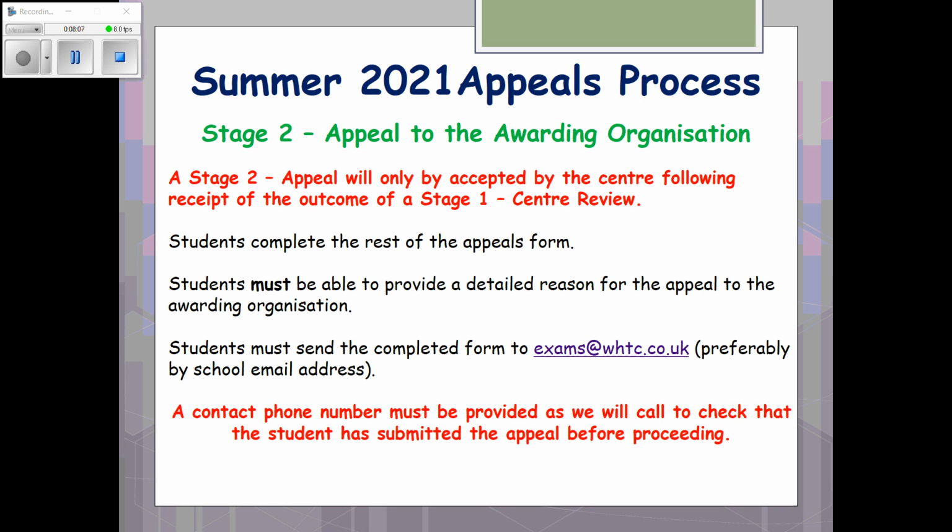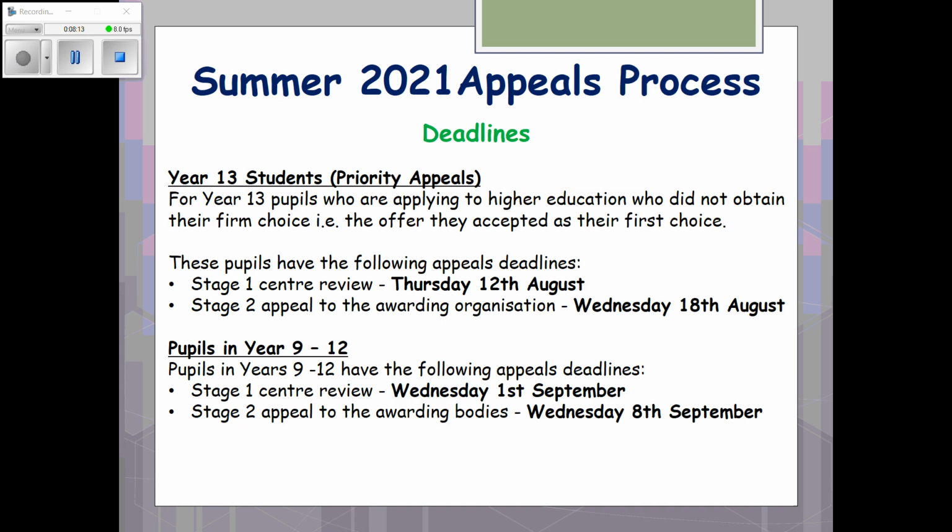So, the deadlines for these 2 stages of the appeals. For Year 13s, they are considered as priority appeals. These are individuals who may have been applying for a higher education course but did not obtain their firm choice, so the offer they accepted as their first choice. So these individuals have a fast-tracked deadline.